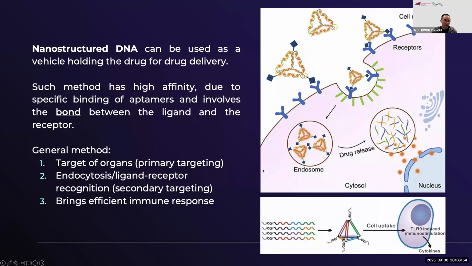So the nanostructure DNA can be used as a vehicle holding the drug for drug delivery. Such a method has high affinity due to the specific binding of the aptamer and the bonds between the ligand and the receptor. In a general method, the first step is targeting the organ, which is the primary targeting. Then endocytosis, ligand-receptor recognition, and secondary binding targeting. And the third is to bring an efficient immune response, which will help to kill the cell or to exert the function of the drug.